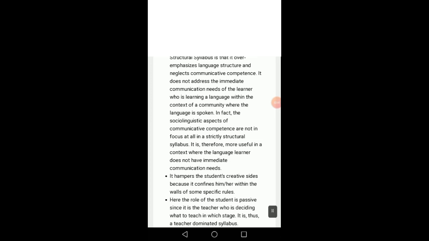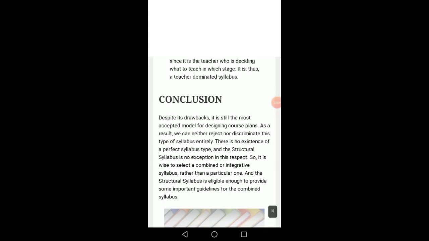Okay, here the role of the student is passive, since it is the teacher who is deciding what to teach in which stage. It is thus a teacher-dominated syllabus. It is actually a language-centered syllabus, or you can say a teacher-centered syllabus. It is not a student-centered or student-oriented syllabus. Okay.